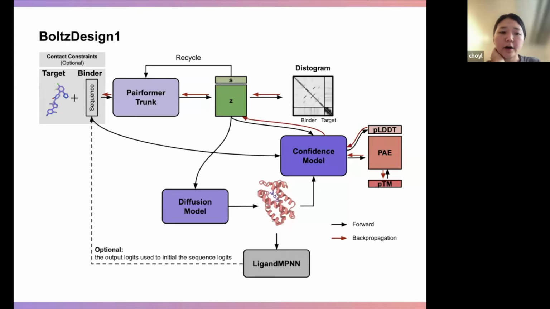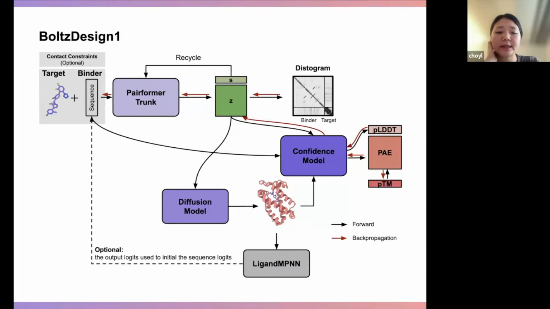confident score. And the second pipeline we figured out is, what if we also add the confidence score as our customized loss. So instead of backpropagating the confidence model score back to the diffusion model and the Pairformer module, what we have done is backpropagating the confidence model directly to the Pairformer trunk. So instead of doing this whole process, we can just bypass the diffusion model. So it's much quicker than doing the whole process. Does it make sense?